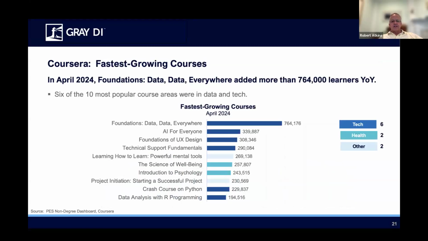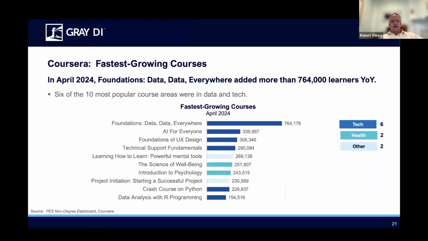What's growing there? This has actually shifted around. Data everywhere has been in the top 10, but usually down around 5 or 6. The science of well-being has been 1 or 2 for a long time, but here we see it's dropped all the way down to number 7, right followed by introduction to psychology. This has got a lot more technical, a lot more job focused. The top 4 are all very much job focused.